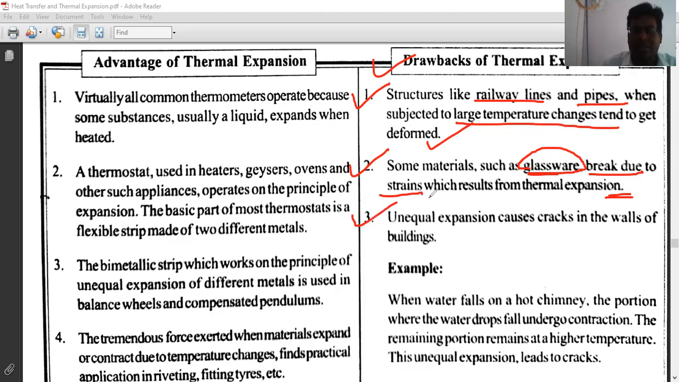The next one is that unequal expansion causes cracks in the walls of buildings. Due to unequal expansion of materials, like iron expands unequally with aluminum, the walls of the building crack during the summer season. So this is the drawback. Read this one, then I will explain the next point.